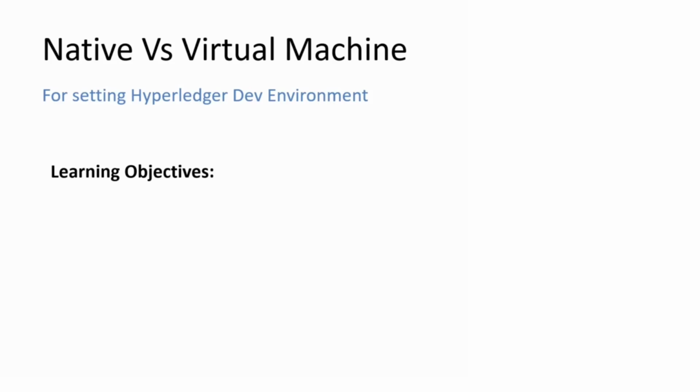In this course, you will be learning a lot of tools. You will be coding some business network applications. And to do that, you would need a development environment. The development environment can be created either by installing all the Hyperledger Fabric components on your machine, your desktop, your laptop, or you can use a virtual machine for creating the development environment.